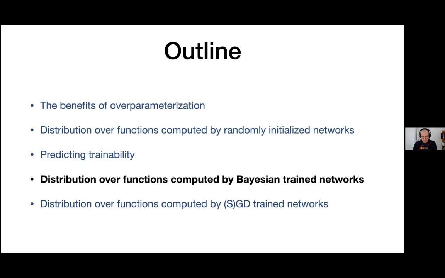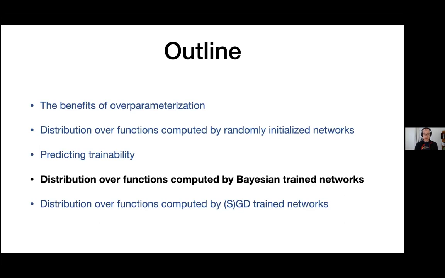Cool. So what have we done? We've said that overparameterization practically seems to make neural networks do better. We've derived the distribution over functions which you can expect, which is induced by random initialization of neural networks. And we've shown that this distribution of functions corresponds to a Gaussian process. We've shown that by looking at the distribution of functions you get from random initialization, you can predict whether or not a neural network will be trainable. And you can find the hyperparameters in the architectures that will be most trainable.